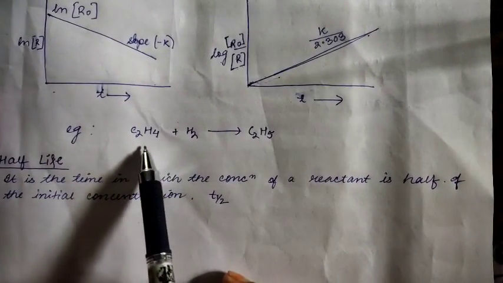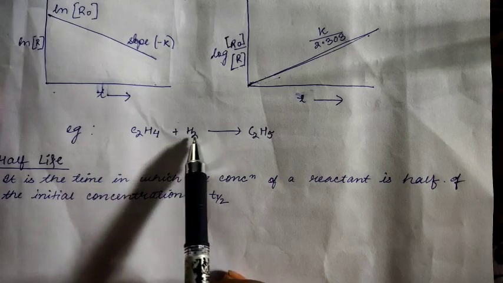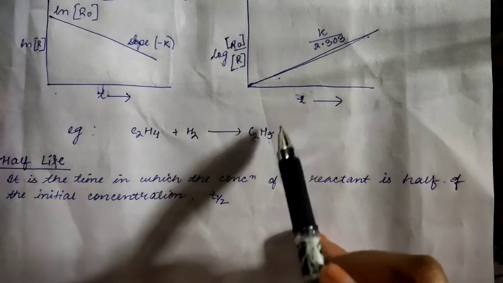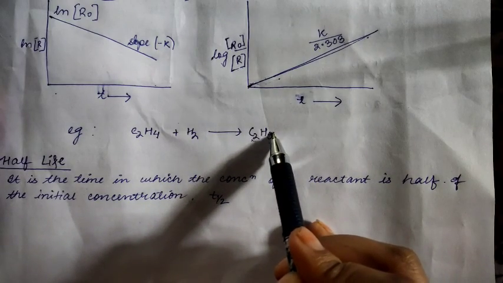Next, an example of first order is C2H4 plus H2 will give C2H6. So this will be H6.